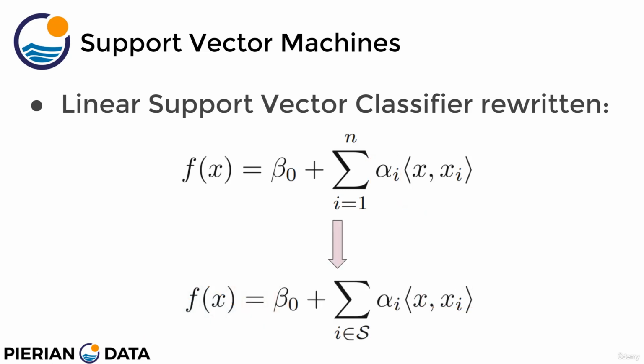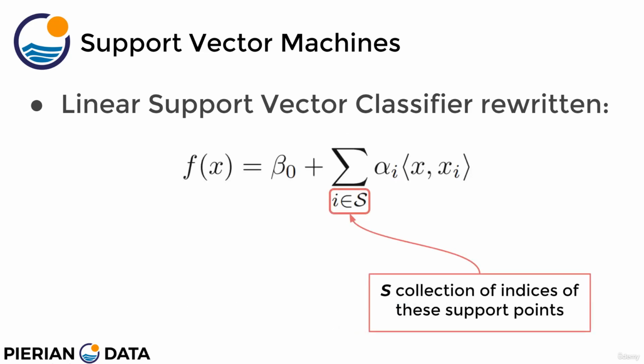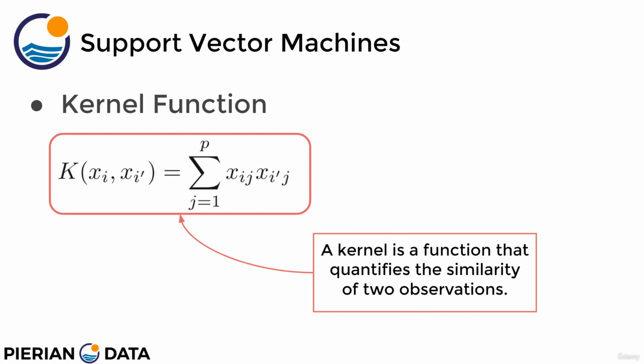Now, because of this, I can rewrite from i equals 1 all the way to n number of points, and instead only consider i in S, where S is a collection of the indices of these support points. Essentially the same equation, but I'm only considering the support vector points because we can show that alpha is only dependent on those supporting points, essentially not having to do as many calculations.